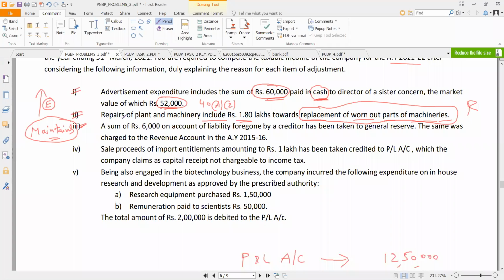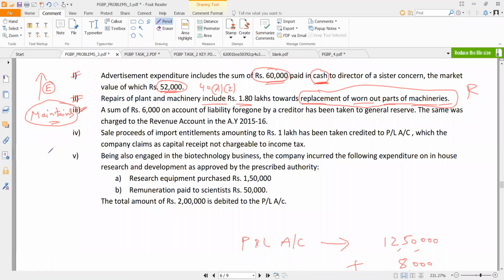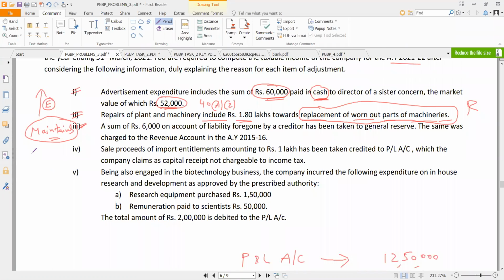PGBP is a logical chapter, not only provisions based. Provisions are important. Of course, without them, nothing can be done. Logic will not save us in law. But beyond the provisions, logic is also important. From the text that is given in the question, from the sentences which are framed, we should understand what happened and what should be the treatment. That ability is also required for particularly PGBP and capital gains, most importantly for PGBP.